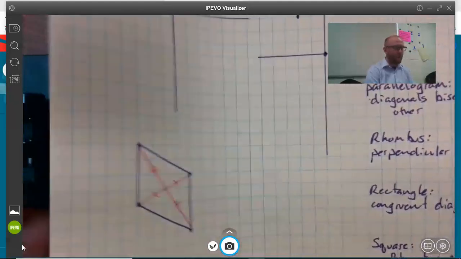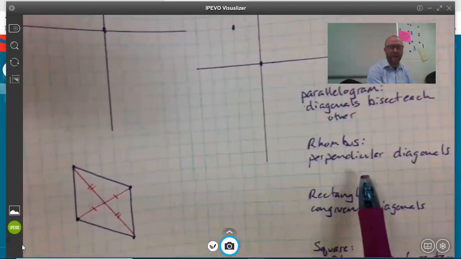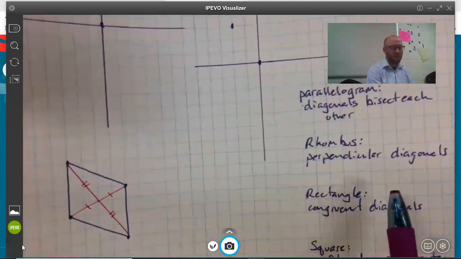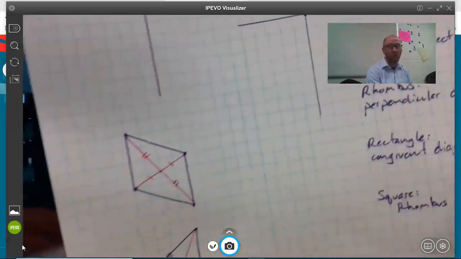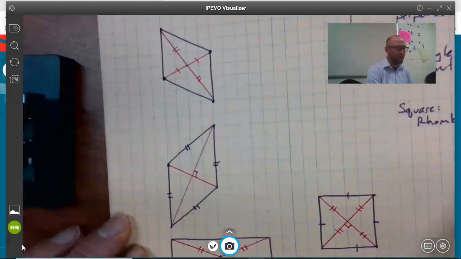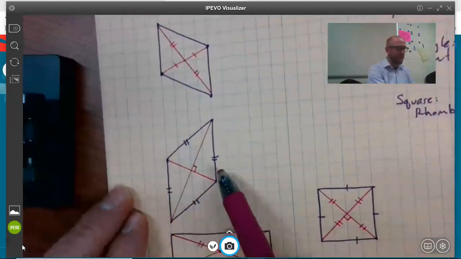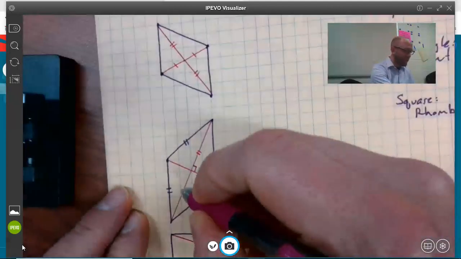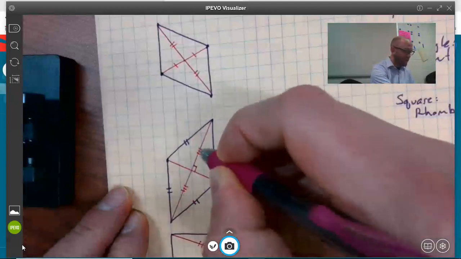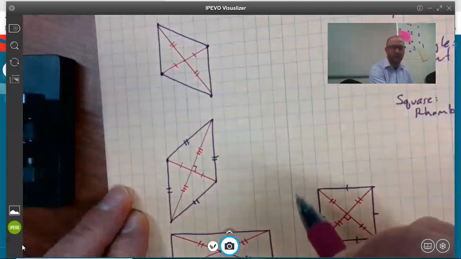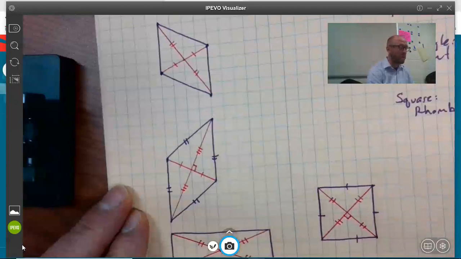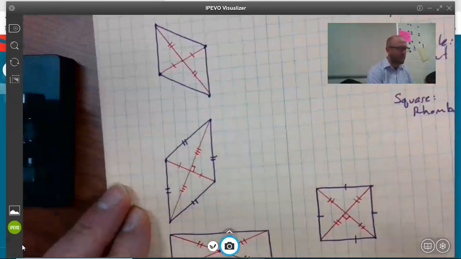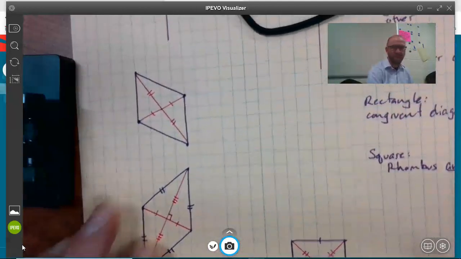Next, a rhombus is a particular kind of parallelogram where all 4 sides are the same length. That's not true of all parallelograms, but for the special parallelogram called a rhombus, all 4 sides are the same length. And the diagonals of a rhombus, yes, they bisect each other just like a regular parallelogram, but they're also perpendicular, right? So they meet at right angles. So that's a special property of a rhombus.